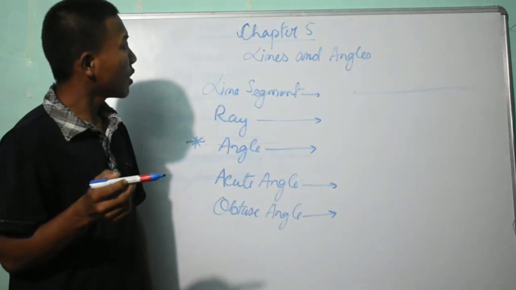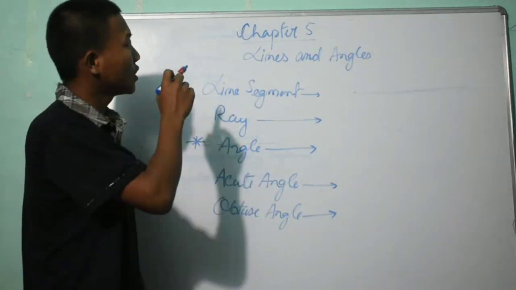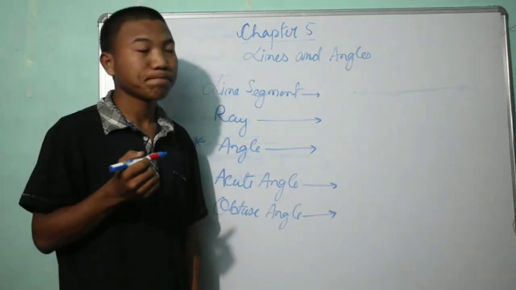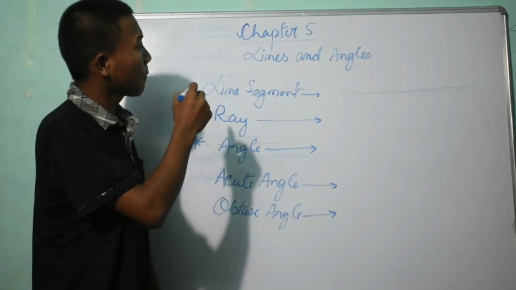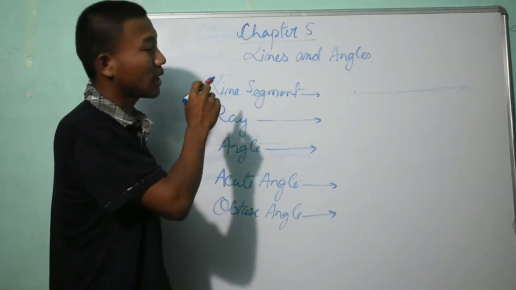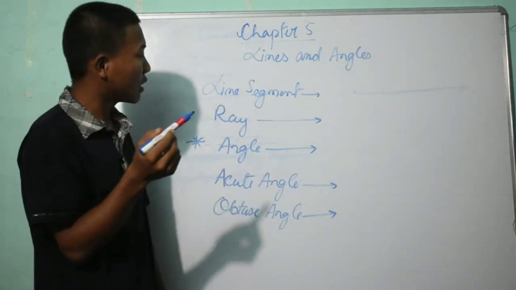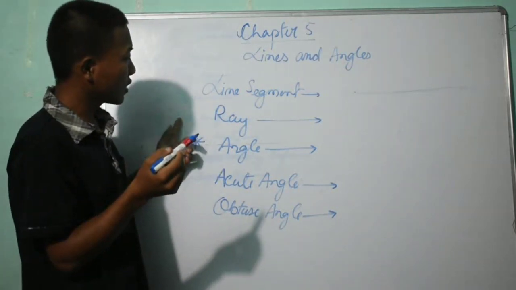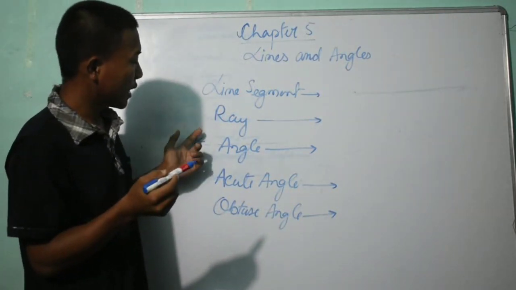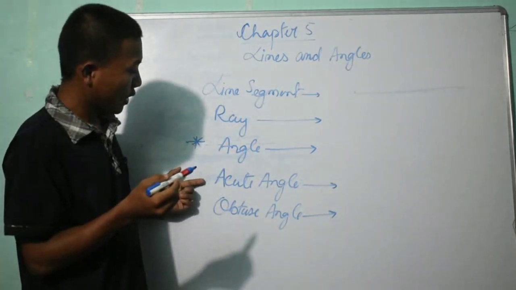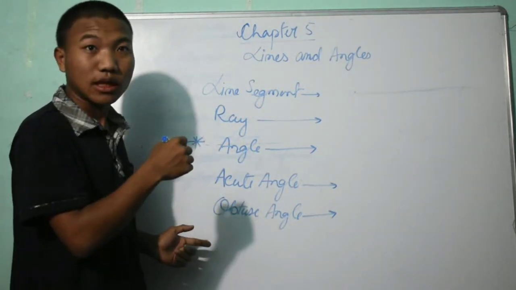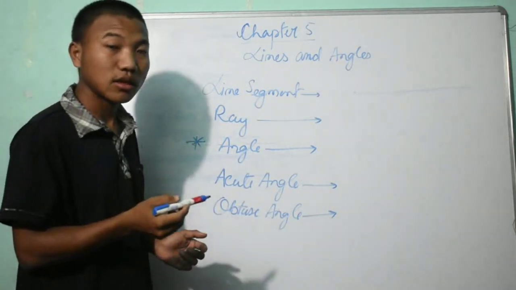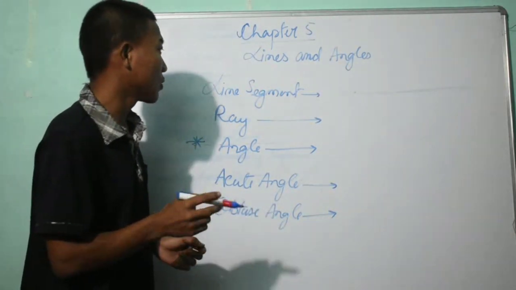Today we are going to learn about lines and angles, which is in chapter number 5. Before we start the discussion and learning about these lines and angles, we first have to clear our doubts on the basic meaning of this: line segment, ray, angle, acute angle, as well as obtuse angles, and many other types of related angles, which we will come to learn later on.